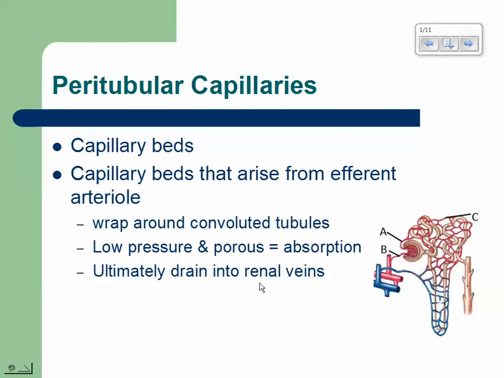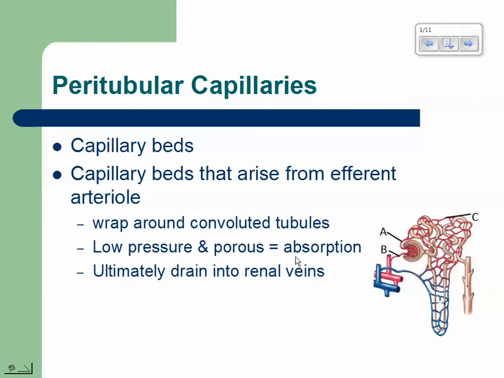These are under low pressure. So once we've gotten past the glomerulus, that pressure is going to drop. They're under very low pressure, and they're very porous, meaning they've got lots of little holes in them. This is very good because their job is to absorb things, and if they were under high pressure, they'd be forcing stuff out, not letting stuff in.